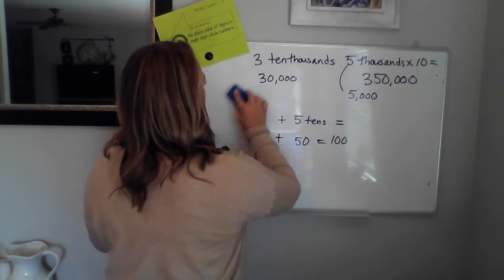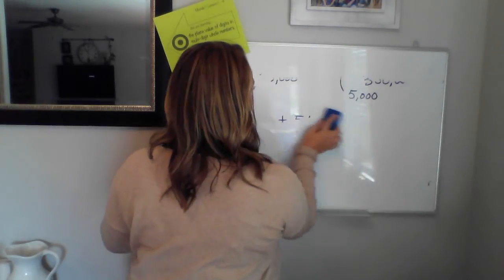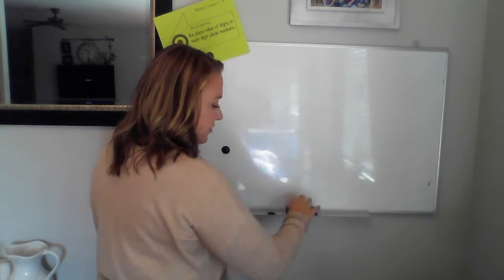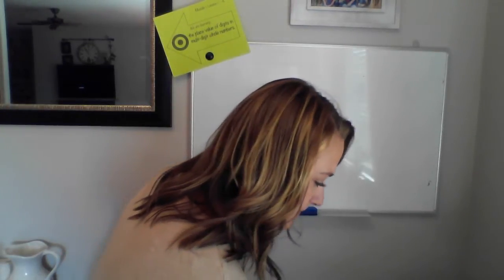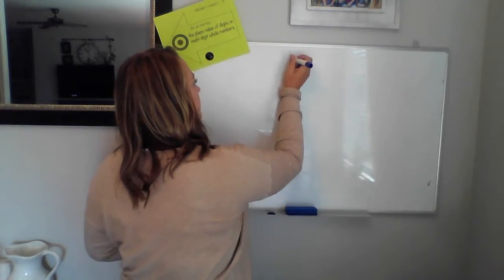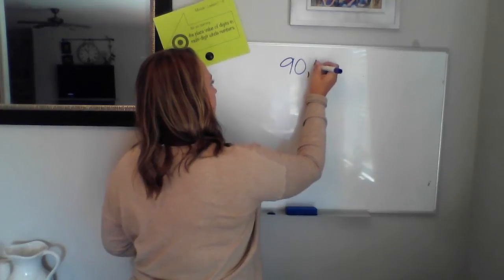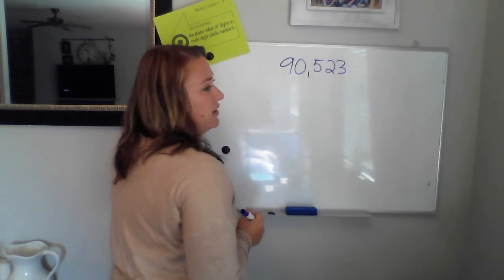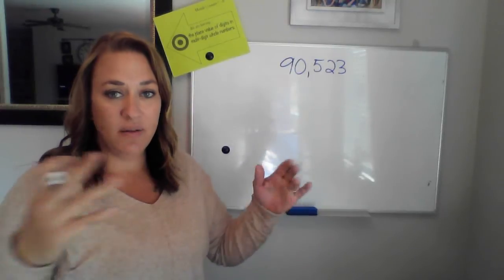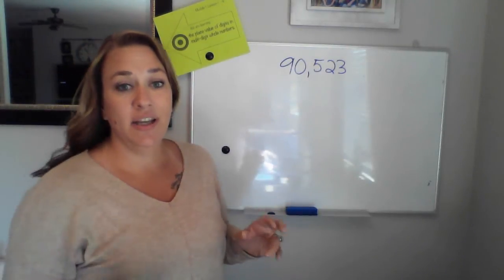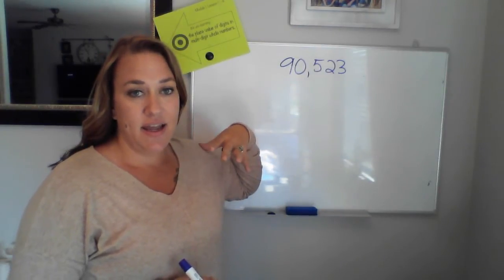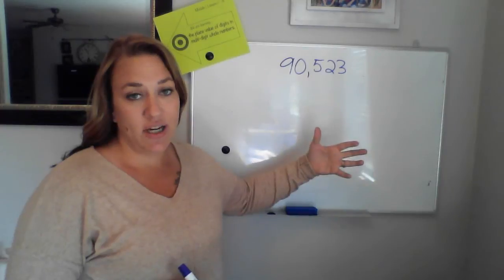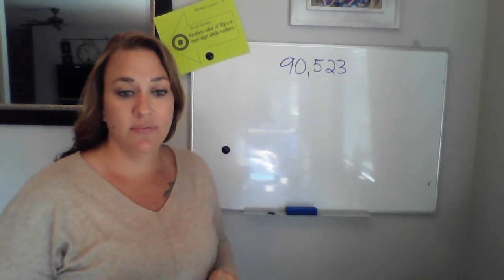So for starters, we are going to connect it to that place value chart, just like we've been doing in the last couple of lessons with our numbers. So if I have 90,523, we are able to represent that number in the place value chart to double check, are we showing this number correctly? Are we reading this number correctly? And how can we double check that? Well, we can double check it with the place value chart.